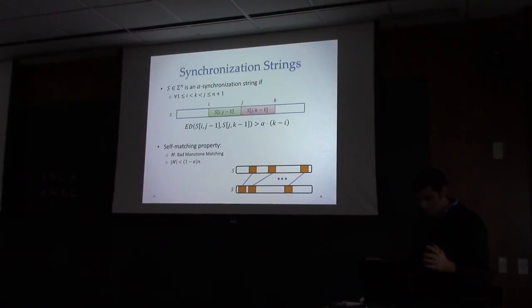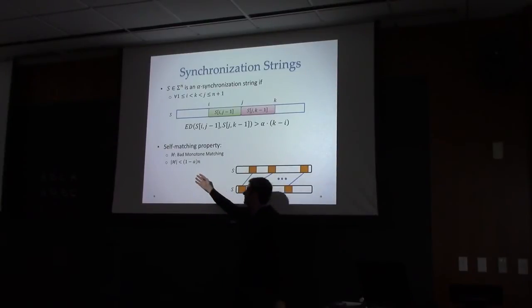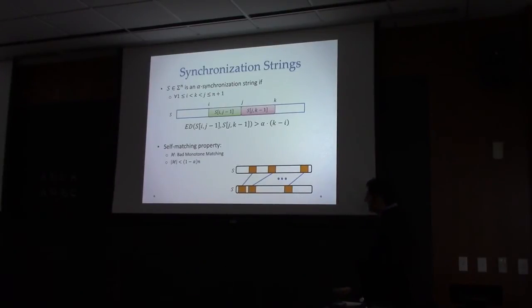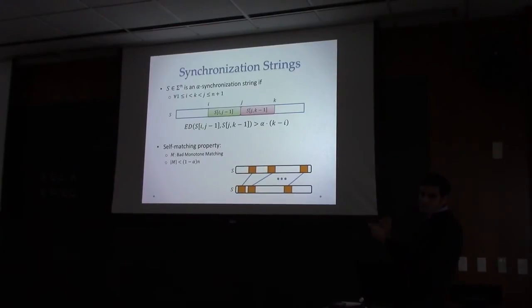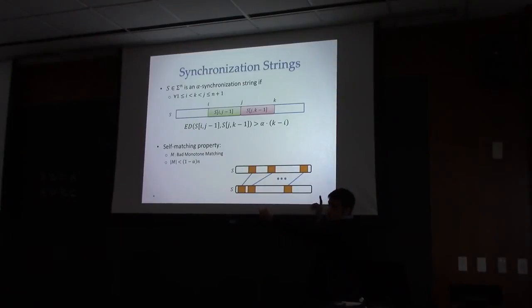Let's say Alex is sending S, and Bob is looking for some particular substring of this string, which is larger than 1 minus alpha times n. What this theorem says is Bob cannot be fooled about all of the positions that he's looking for. He's looking for some substring here, and he may find some other substring here. But if the length is large enough, at least one of the positions has to be correctly decoded.